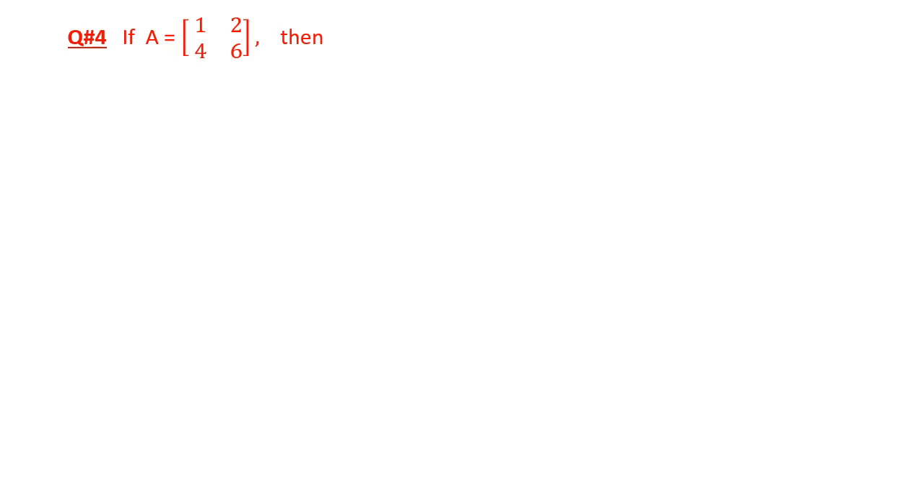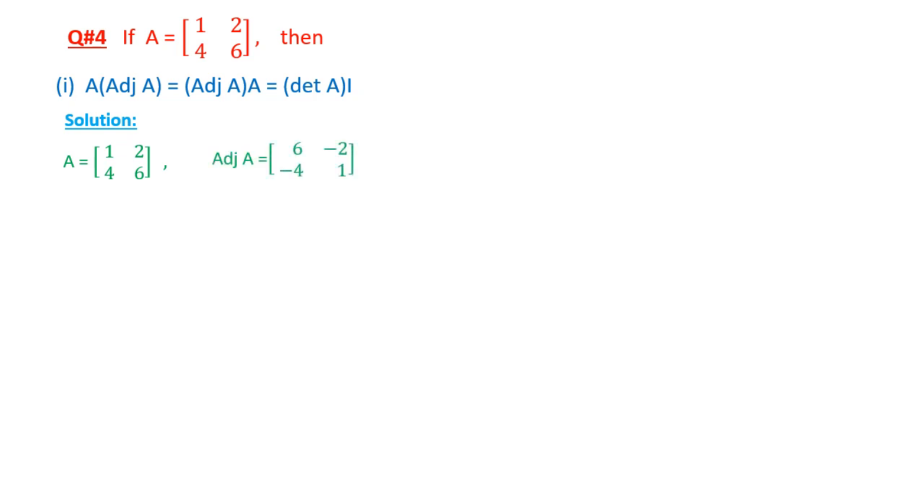Question number 4. If we have a matrix A, then we have to show that A multiply adjoint of A is equal to adjoint of A multiply A is equal to determinant of A multiply I. Its solution is: matrix A is equal to 1, 2, 4, 6. Then adjoint of A is equal to 6, minus 2, minus 4, 1. We have to change the places of the diagonal entries and the signs of the other entries.